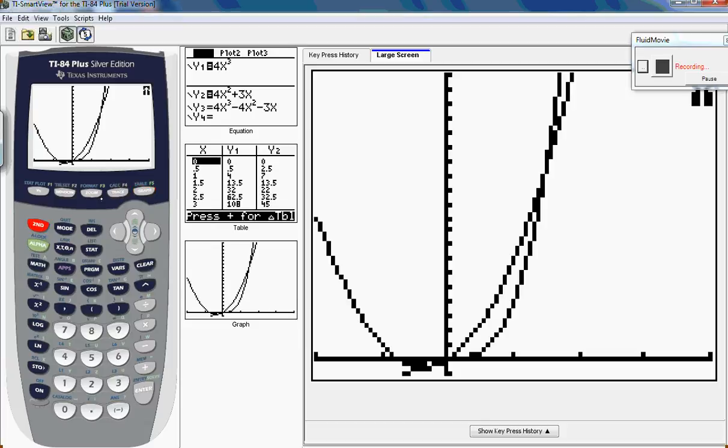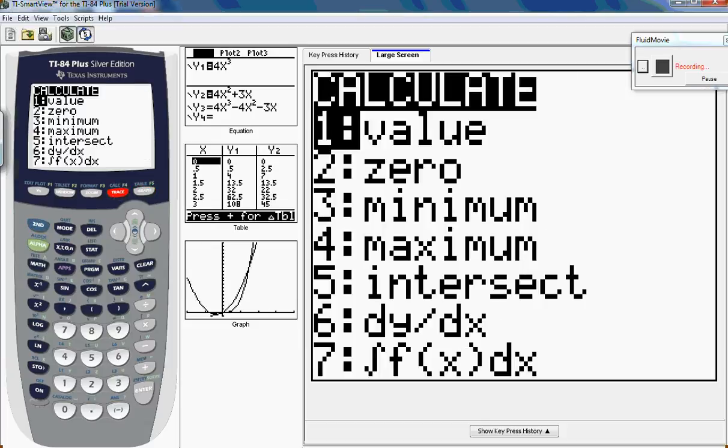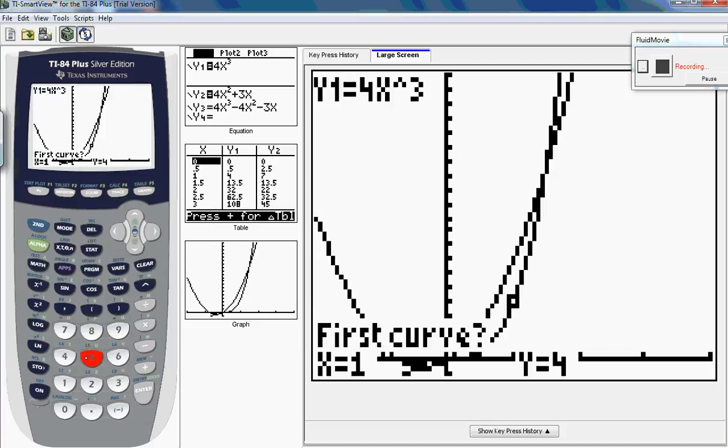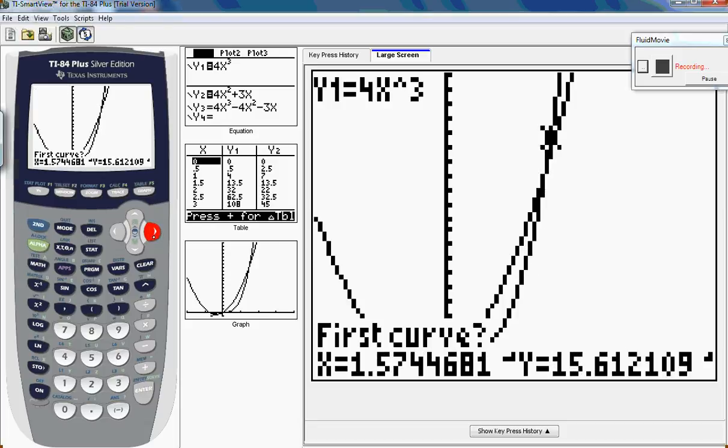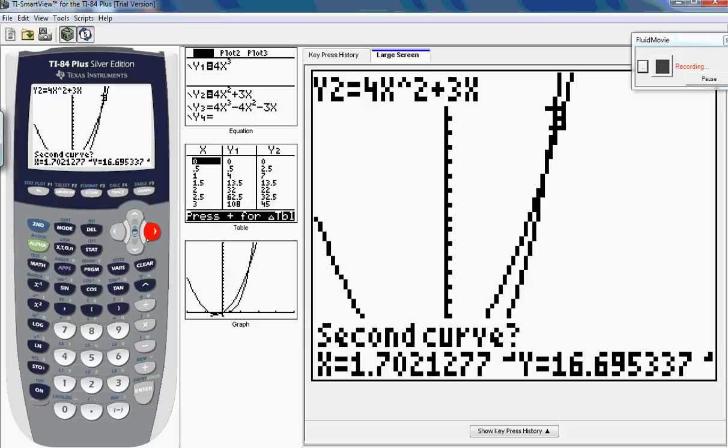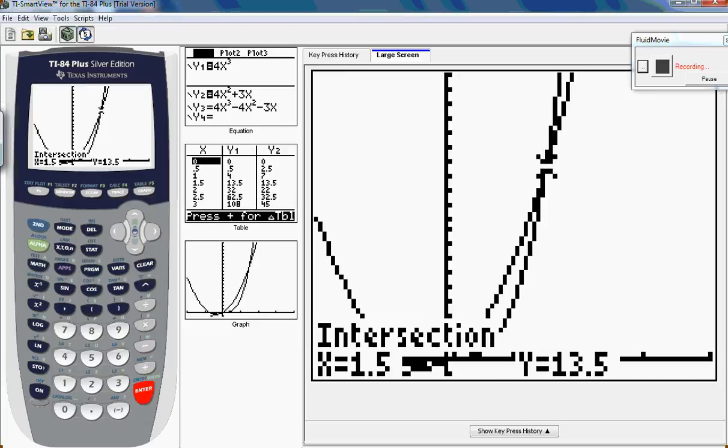And then we just want to take second calc, and we want to find the intersections. Okay, the intersection of, let's see, first curve. Let's take it all the way up past that intersection there. So enter. We're on y2. Enter. Guess, and it looks like the intersection is at 1.5, 13.5. So in this case, one of our values of x is 1.5, so that's one of our solutions.